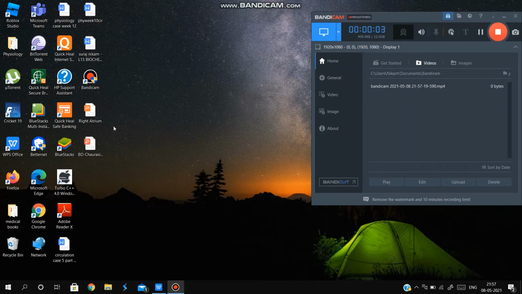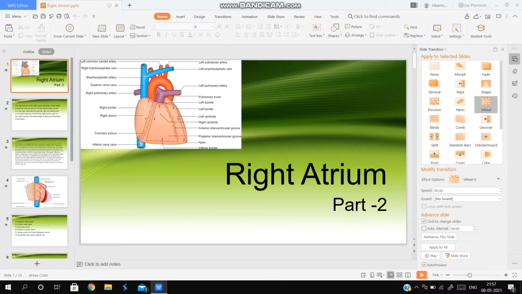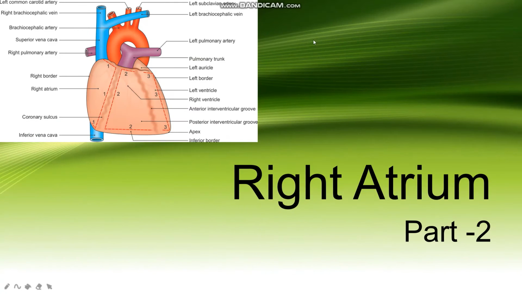So the second part of the video is here. We are going to study the right atrium. First we studied the heart, its structure and all the properties of it. So now we will study about the right atrium.